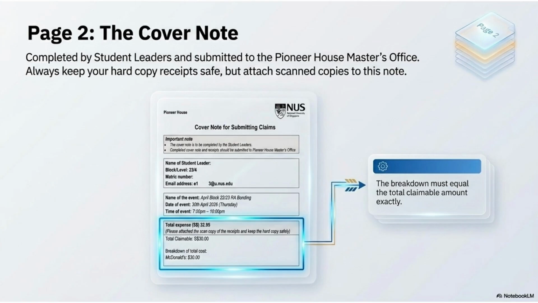Moving right along to page 2, we hit the cover note. This one's completed by student leaders, and it requires some simple but absolutely crucial math. You have to break down the total cost. The strict rule here is that the breakdown of individual costs, say that $30 you spent at McDonald's, must add up to exactly the total claimable amount you listed at the top. If your math is off by even a single cent, yep, the whole stack gets sent right back to you.